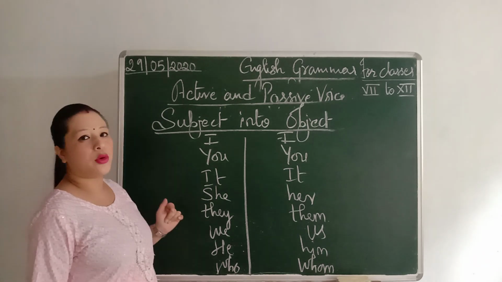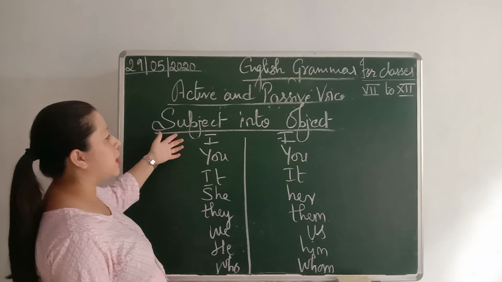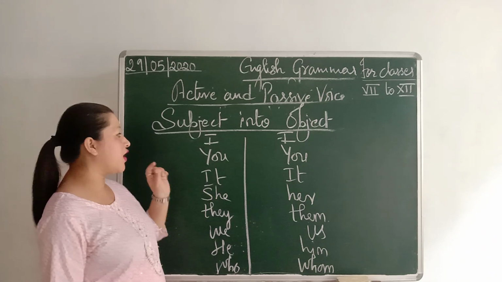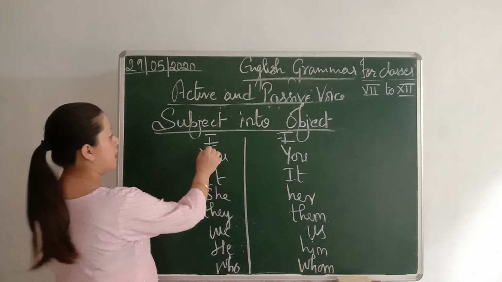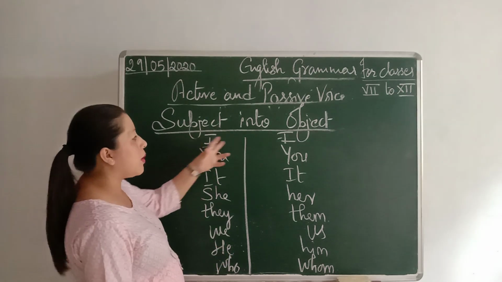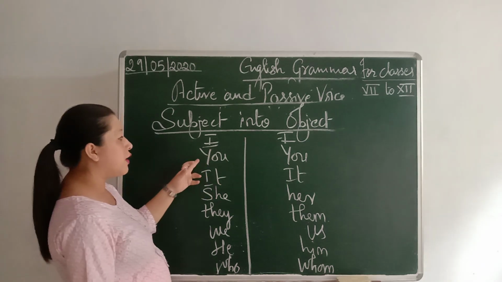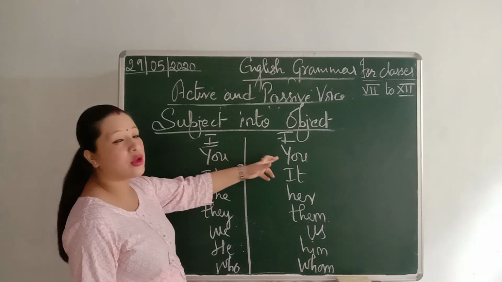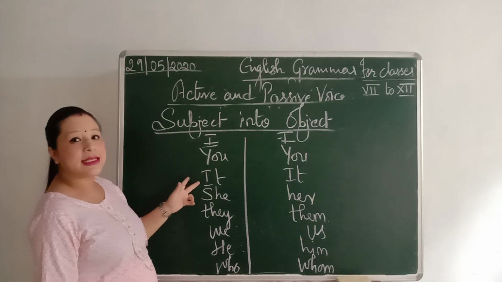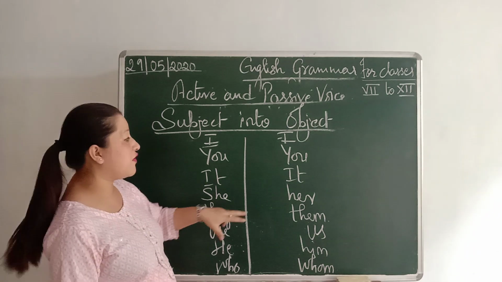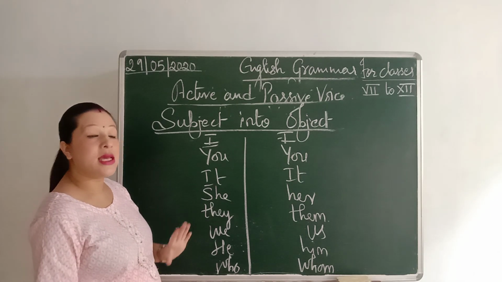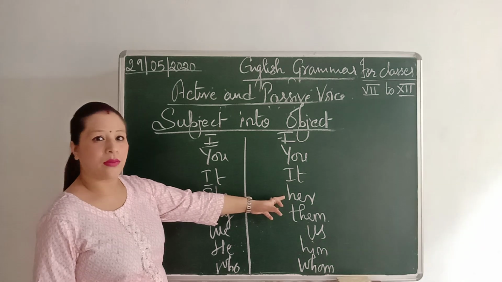Okay, so the next important point to remember is how will you change subject into object? So in an active voice, if there is I, then if you have to change that active voice into a passive voice, I remains as it is. If there is you in active voice, in a passive voice also, it remains the same, that is you. If there is it in an active voice, if you change that into a passive, it remains the same, that is it. And if there is she in an active voice, instead of she, you have to write her. Okay?